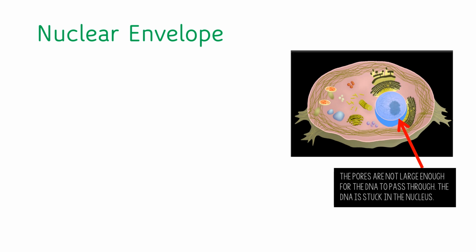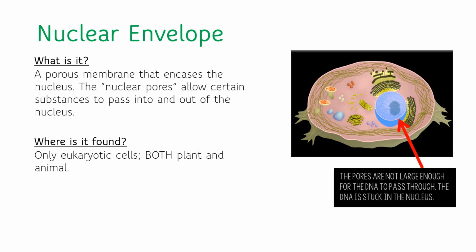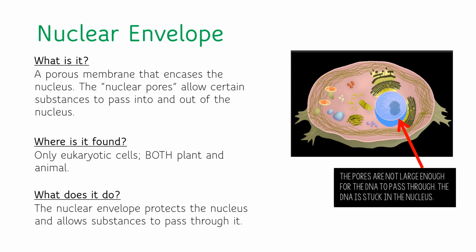There is a nuclear envelope around the nucleus, so a porous membrane that encases the nucleus. They have nuclear pores that allow certain substances to pass into and out of the nucleus. This you will learn more about in Year 12 biology. Again, only found in eukaryotic cells, and helps protect the nucleus by controlling what goes in and out.